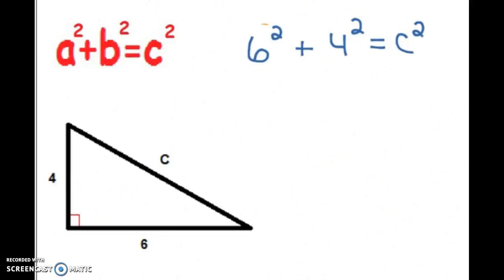Using the formula, we will substitute a and b for 6 and 4. So 6 squared plus 4 squared equals c squared. 6 squared is 36, and 4 squared is 16. 36 plus 16 is 52.